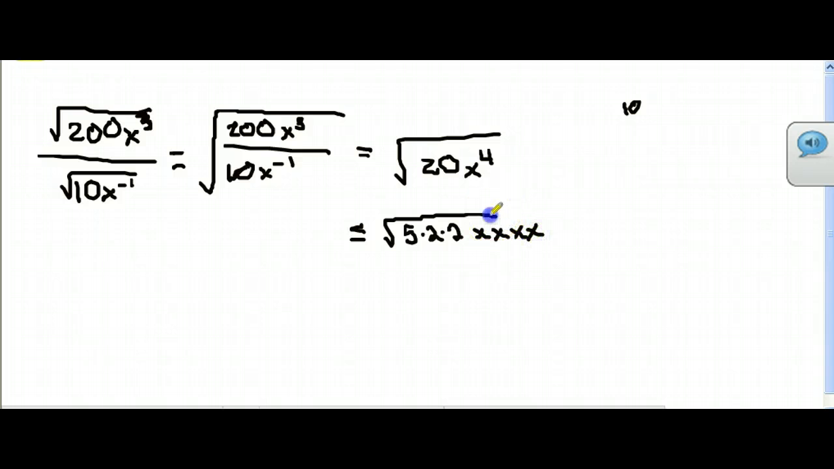And so, what root is this? This is a square root. So, do you see any doubles? That's 2. This comes out as 1, 2. These two x's come out as 1x, and these two x's come out as 1x. So everything that came out, you multiply times each other. So this comes out as 2x squared and it goes to the front. So it becomes 2x squared times the square root of 5x.